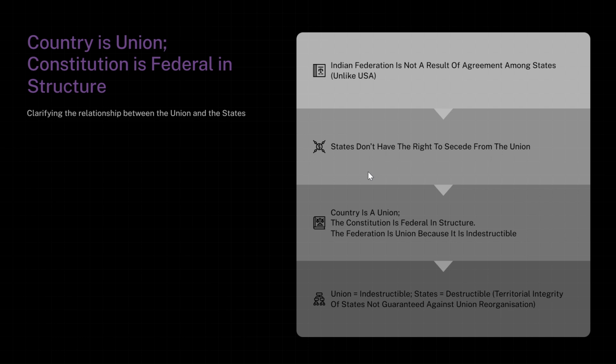And we also know that in the first schedule, the names of all the states and union territories are mentioned, and currently we have 28 states and 8 union territories.